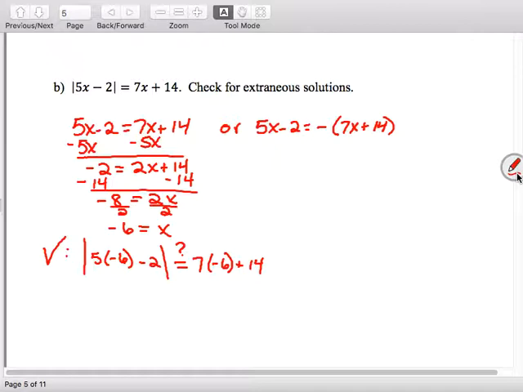You don't know. I don't know. So I put a question mark. I don't know. So let's figure it out. Negative 30 minus 2 is negative 32. Absolute value is positive. This is negative 42 plus 14.